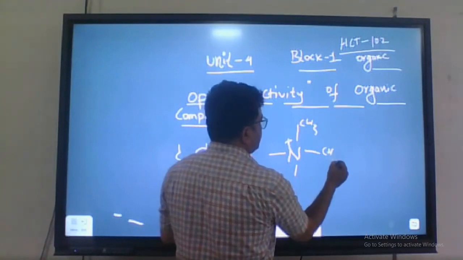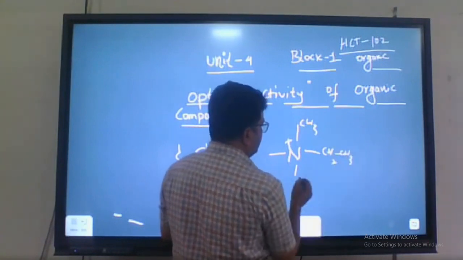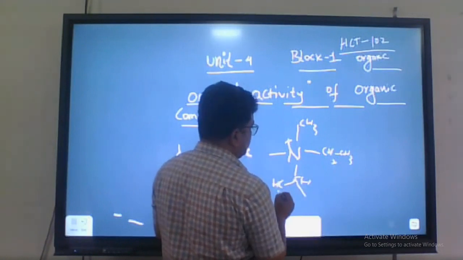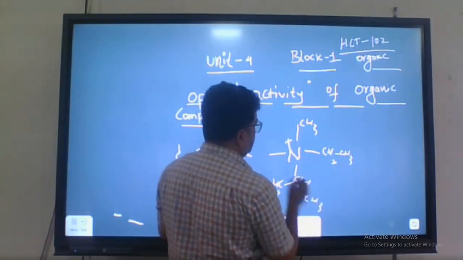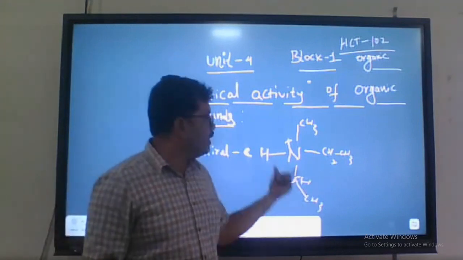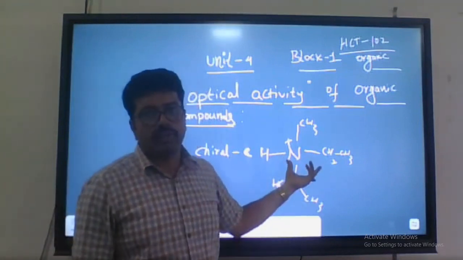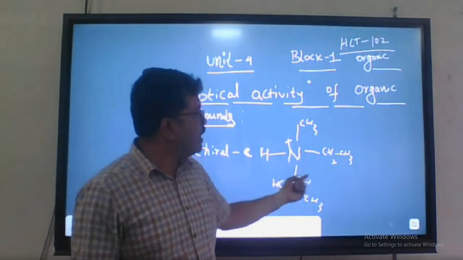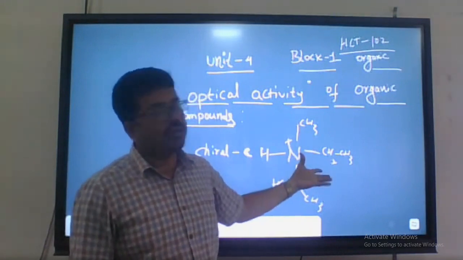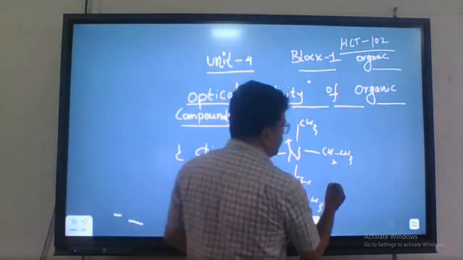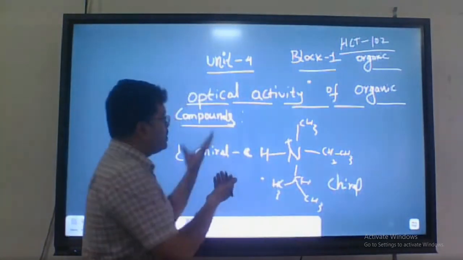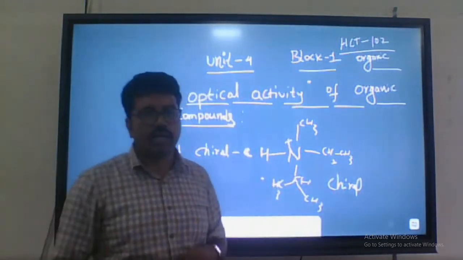So it may be a quaternary nitrogen with CH3, C2H5, CH3 groups. See, this is also chiral, but here it is nitrogen. Nitrogen is attached to four different groups, so this is also chiral. Any molecule that possesses chirality shows optical activity.